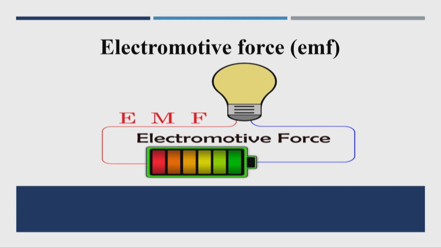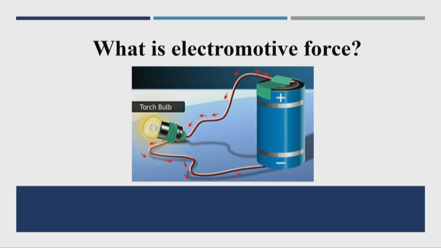We now move to the second concept of our today's lesson, which is electromotive force, commonly abbreviated as EMF. We learned today that when we refer to potential difference, we refer to 2 points in a circuit. But when we study electromotive force, we shift our attention from the external circuit to the dry cell or battery used in the circuit.